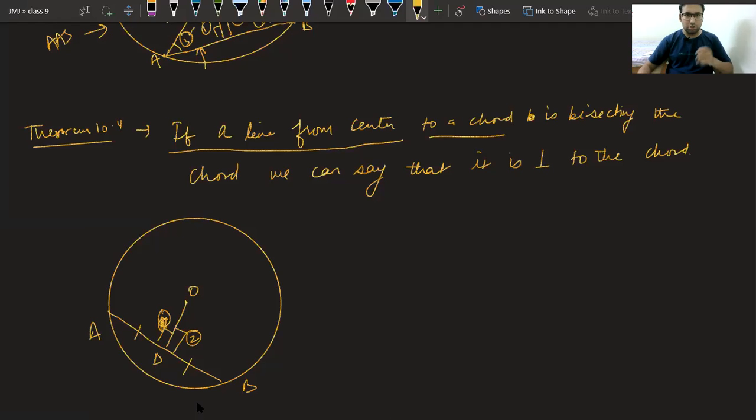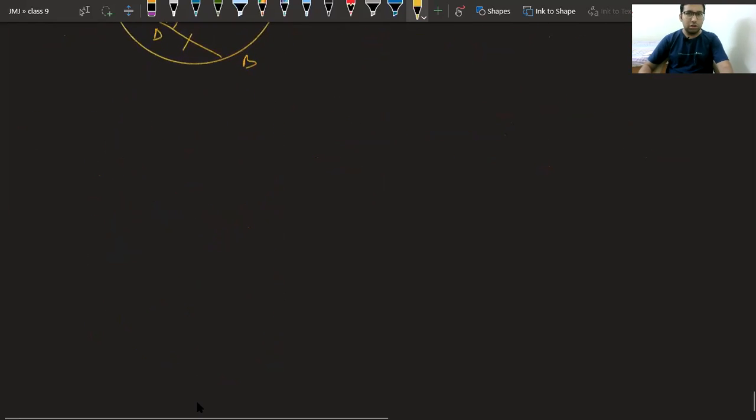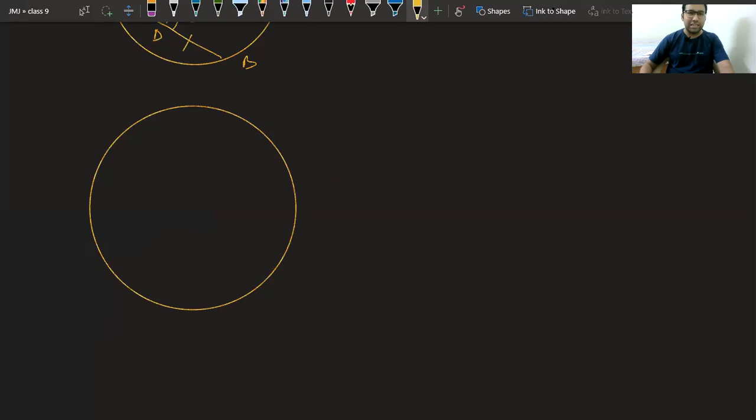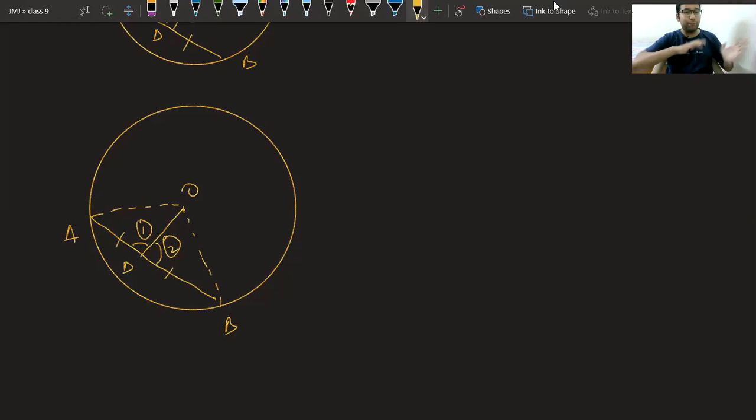One second, it is not supporting right now. Let me draw another diagram for you. So this time we have to prove a different thing. One second. O, this is AB. Construction again. Class, this time we know AD equal to DB. And we have to prove angle 1 is equal to angle 2 and both should be 90. So the question comes, how?